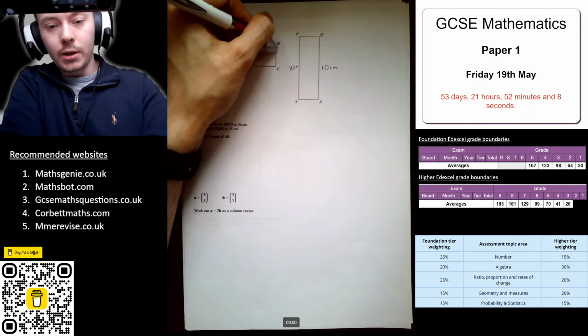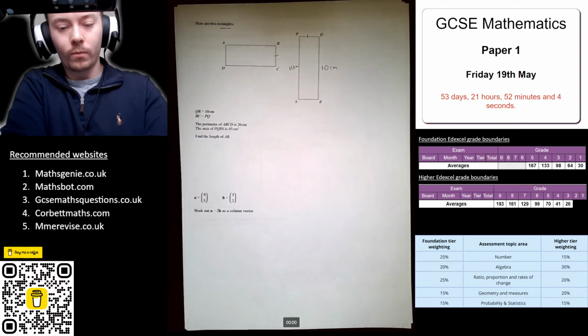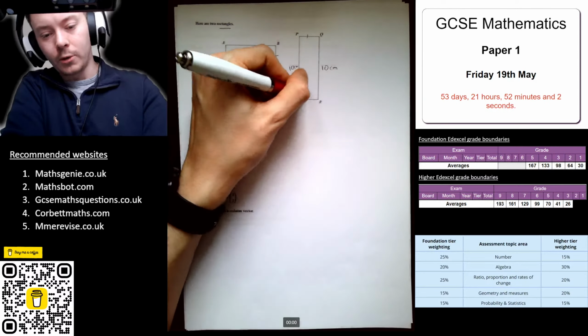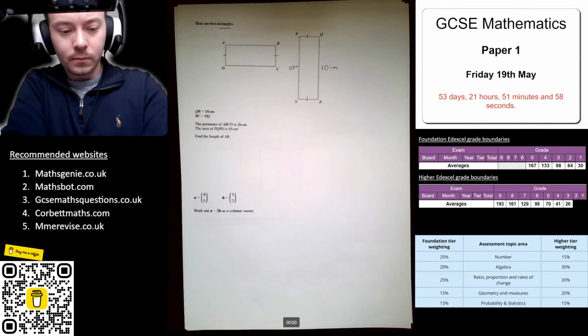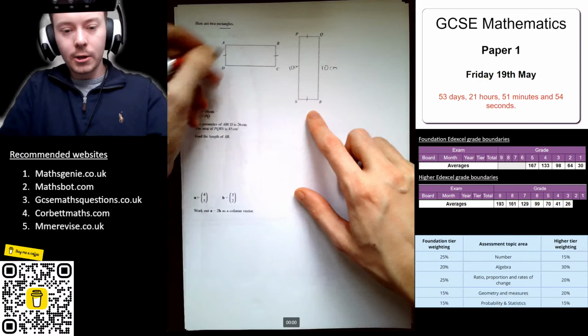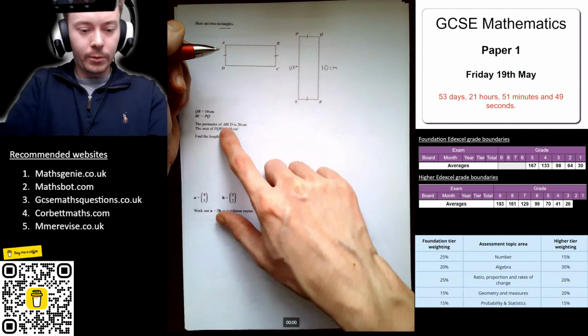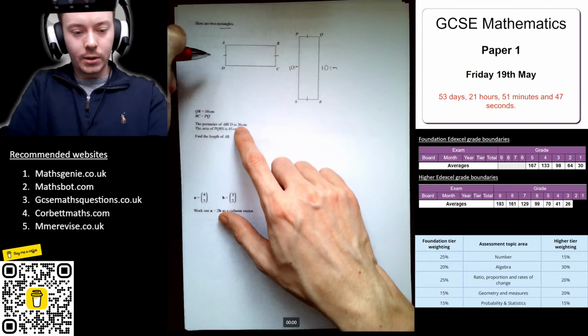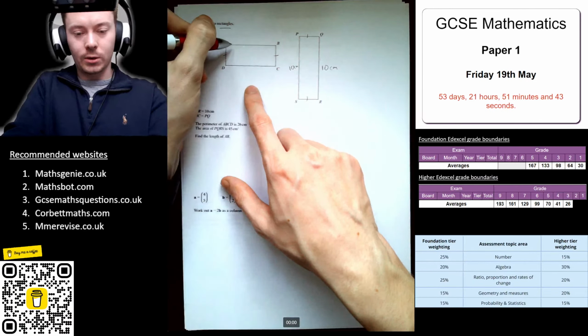BC is equal to PQ, so they are the same. These will be the same as well, because they're opposite sides of a rectangle. The area of PQRS is 45 centimeters squared, so the area of this is 45 centimeters squared. The perimeter of ABCD is 26. So this add this add this add this is 26.